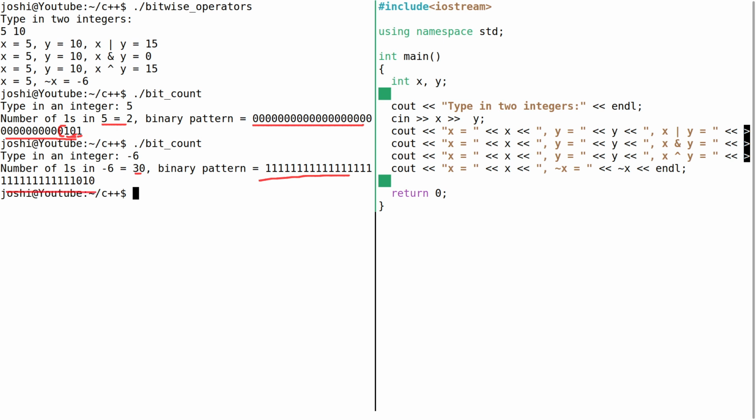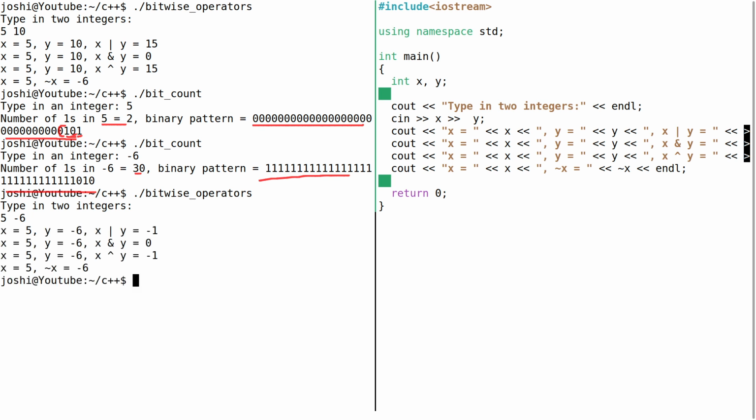You can verify. You flip all these bits. These bits become 1 and then this becomes 0. This becomes 1. This becomes 0 and you add 1. Okay. So if I rerun this program, bitwise operator, and if I type two integers now, 5 and minus 6, then you can see here the bitwise not of 5 is minus 6.